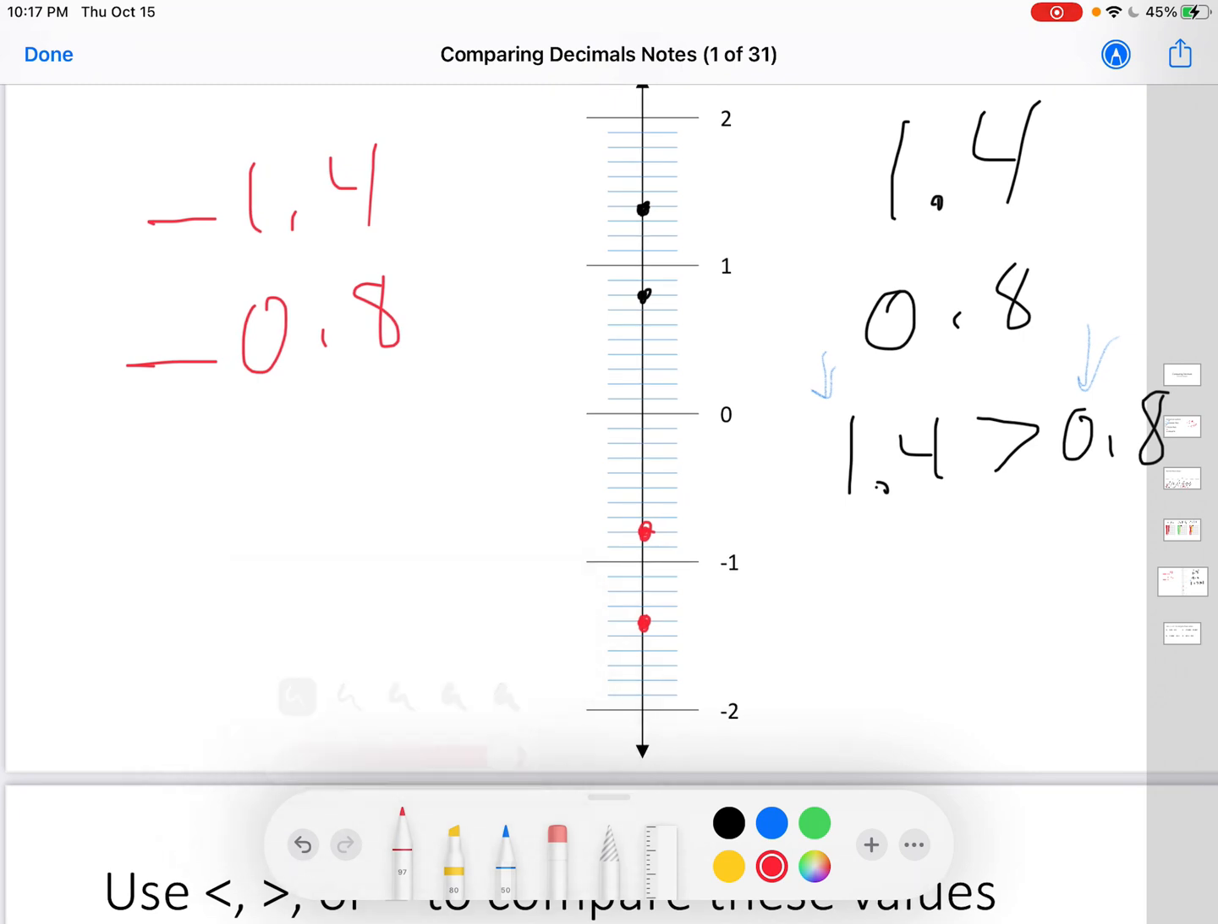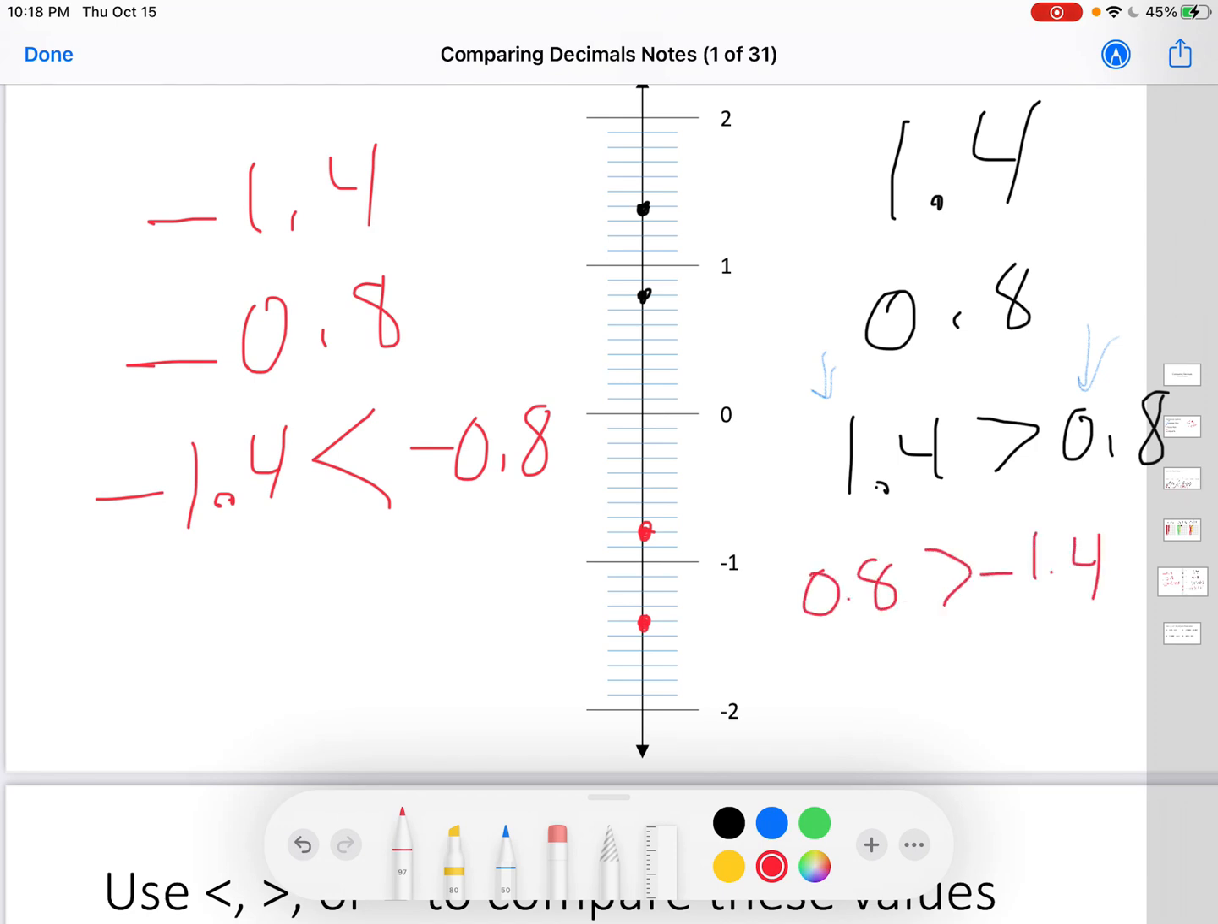So now, negative 1.4 is less than negative 0.8. And that makes perfect sense because, as you know, the bigger the number is in the negatives, the lower down it is. More negative is less than. Less negative is greater than. And of course, positive 0.8 is greater than negative 1.4 because all positives are greater than all negatives. Okay? So let's move on.